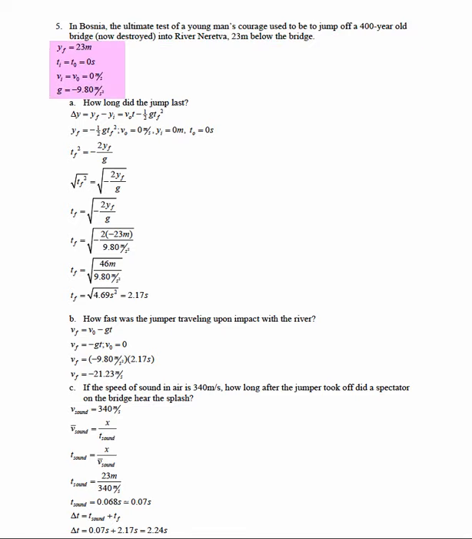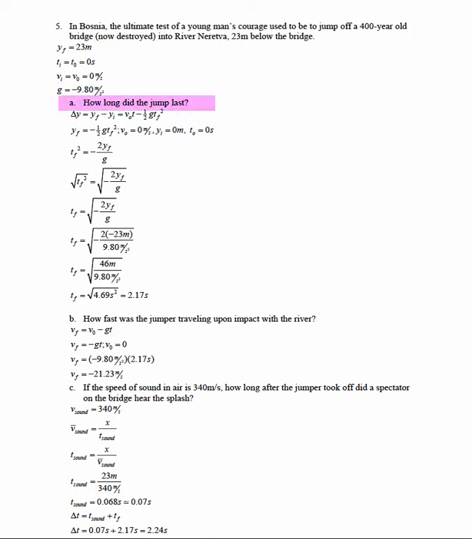First off, we know that the height, or the distance from the bridge down, is 23 meters. We know that the time initial is equal to 0 seconds. That's the time that the young man's feet leave the bridge, and his initial velocity is also 0. We're going to take gravity as acceleration downward, so minus 9.8 meters per second squared.